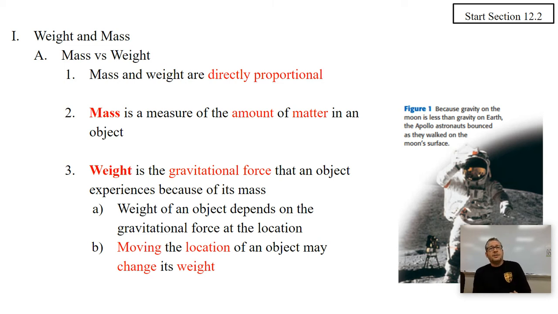So let's talk about weight and mass. Mass and weight are directly proportional. There is a relationship between them. First off, mass is the measure of the amount of matter in an object. So typically, the more mass an object has, meaning the amount of stuff that makes it up, the heavier it's going to weigh. But where they differ is really in their underlying meaning. Weight is the gravitational force that an object experiences because of its mass.